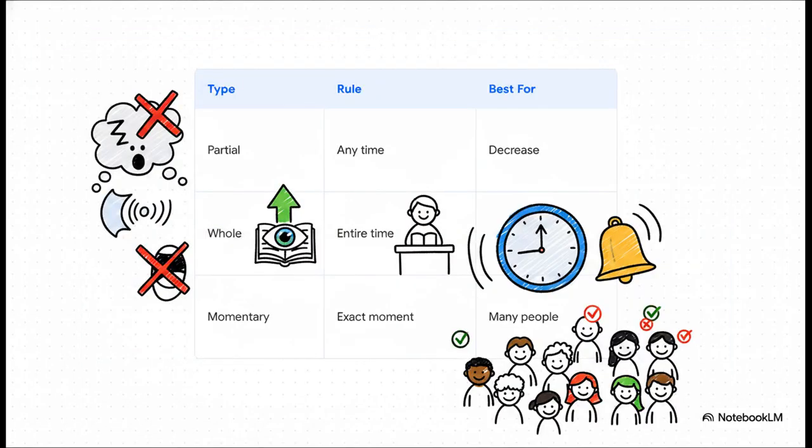Well, because partial interval overestimates, you want to use it for behaviors you're trying to decrease, like disruptive talking. Since whole interval underestimates, it forces you to be strict, so use it for behaviors you want to increase, like staying on task. And then we have our third option, momentary time sampling.